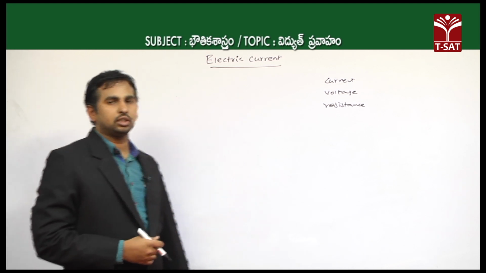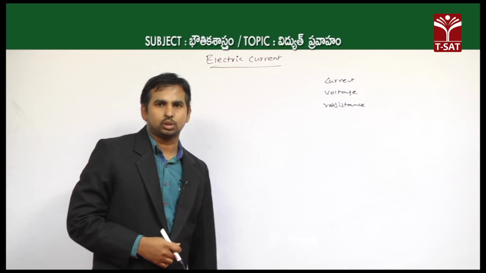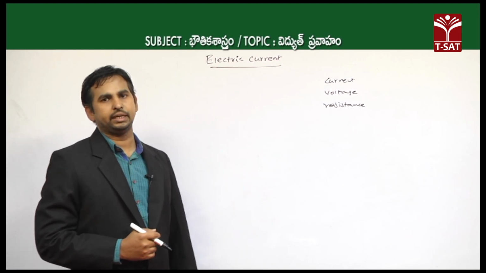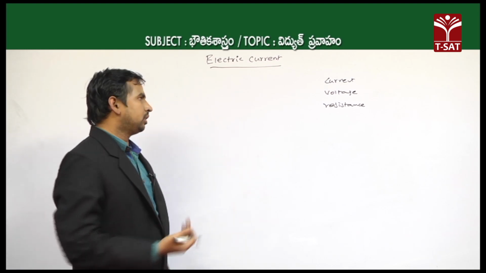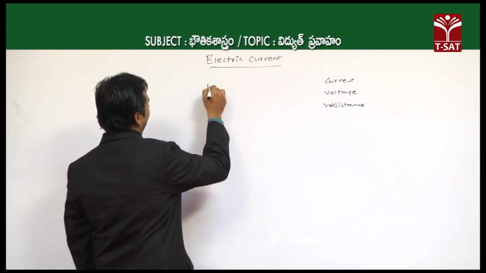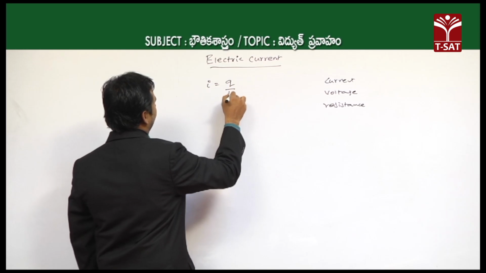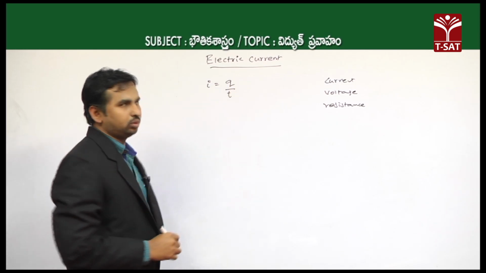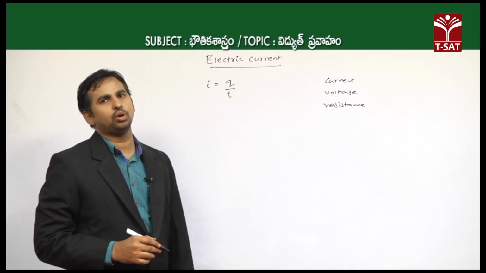Current is nothing but the rate of flow of charge. That only we call as current, where current I is equal to Q by T. I is equal to Q by T, rate of flow of charge.